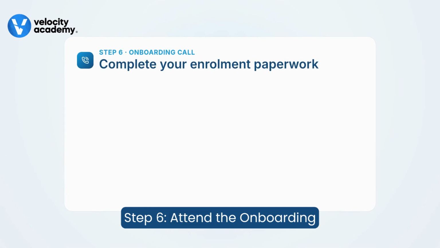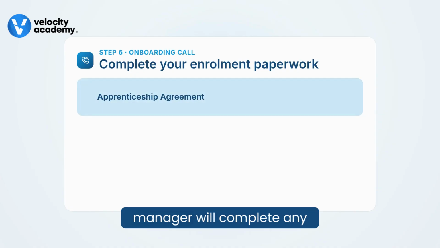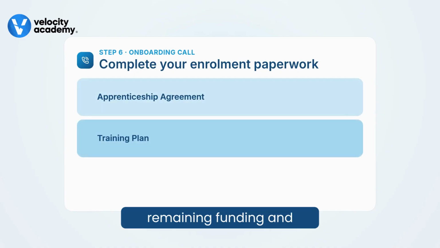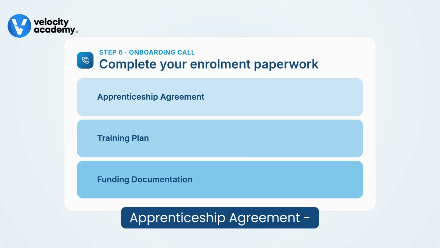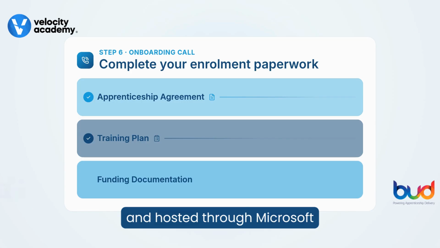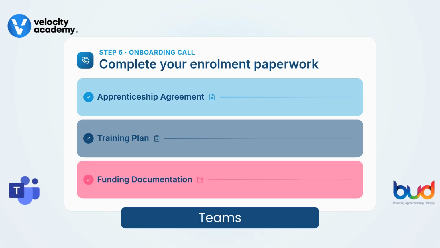Step 6. Attend the onboarding. During the onboarding call, the apprentice and line manager will complete any remaining funding and enrolment documentation. This typically includes the apprenticeship agreement, training plan, and the agreed funding documentation. This is all completed on the BUD system and hosted through Microsoft Teams.